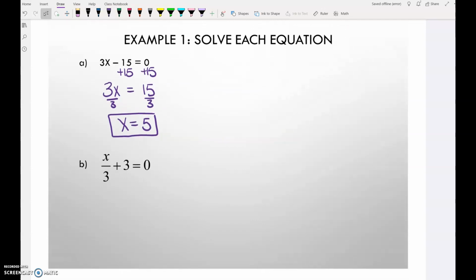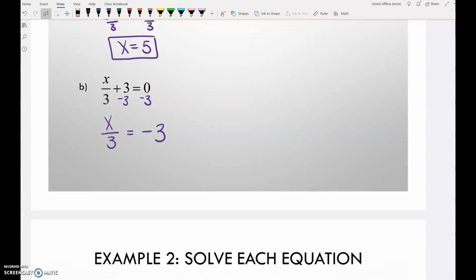In example B, what would you do first? Subtract 3. Okay, this is x divided by 3, so to undo it, we would multiply by 3. So we end up with x equals -9.